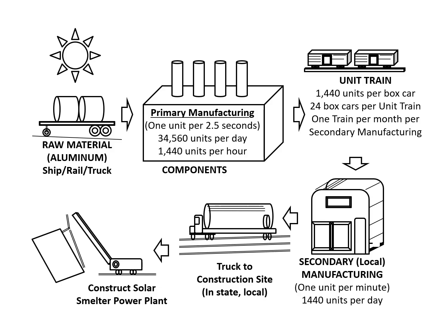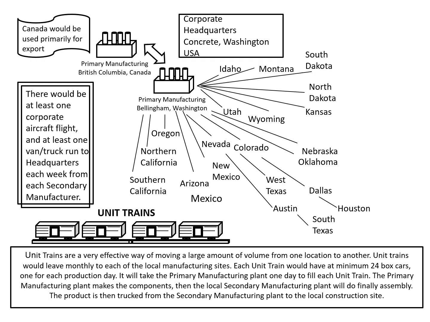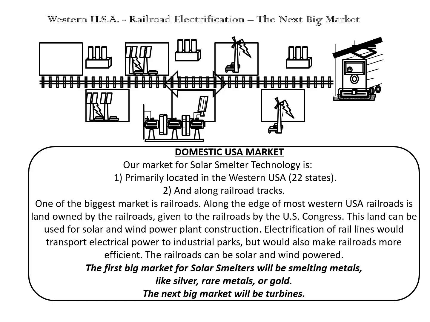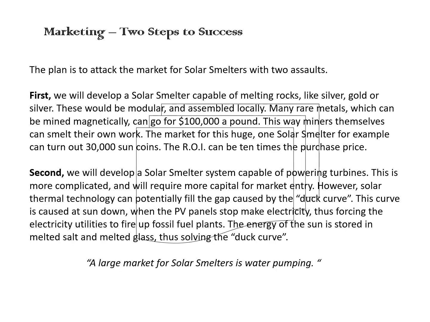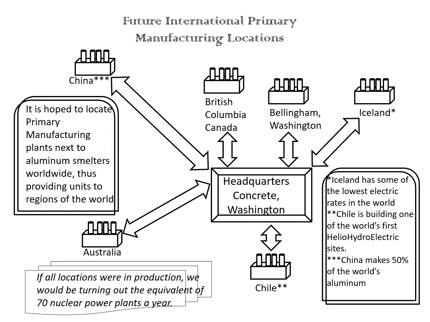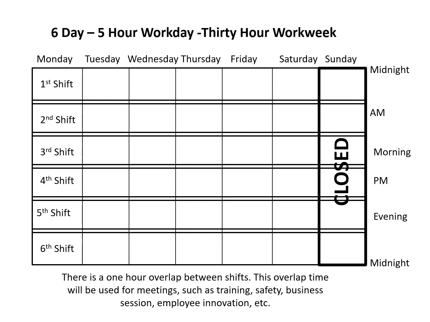Now here's what I'm envisioning. A factory, aluminum, unit trains, secondary manufacturing, truck, and then we construct it. In other words, there's an entire manufacturing process. And I thought about making it in Bellingham, Washington, but there are other places we can do it. One thing about this is it has ideal application for railroad electrification. We could build these solar smelter power plants along the edge of railroad, making it very efficient. Now, solar smelters can melt rocks, so we can integrate solar energy as part of it.